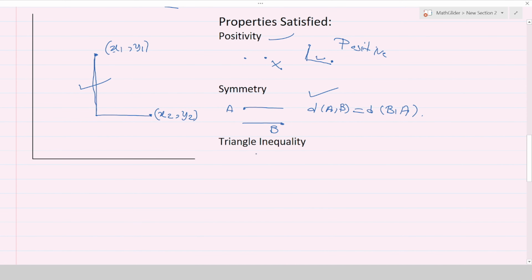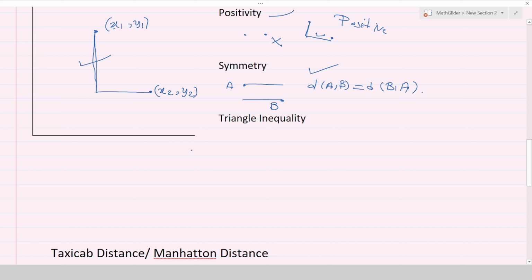Let us see triangle inequality now. This is a little bit trickier. Let us say this is your point A, this is your point B, and this is your point, let's say C. Now you want to check that the distance between A and B is less than or equal to the distance between A and C plus the distance between B and C. This is what you have to check, right? If it satisfies the triangle inequality, this equation should be true.